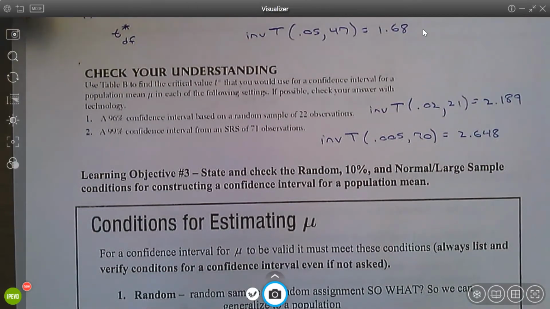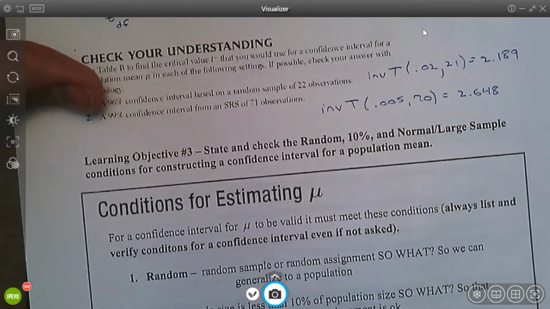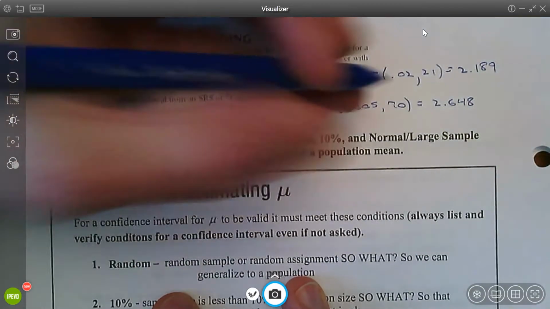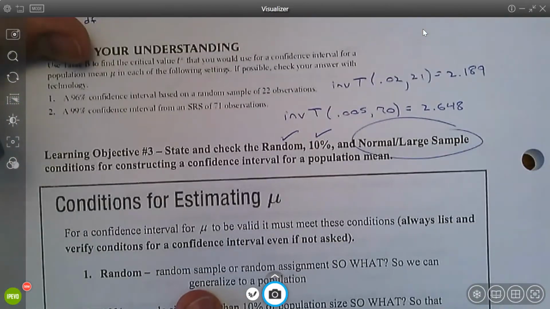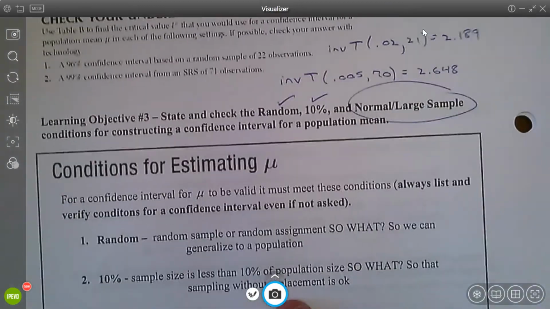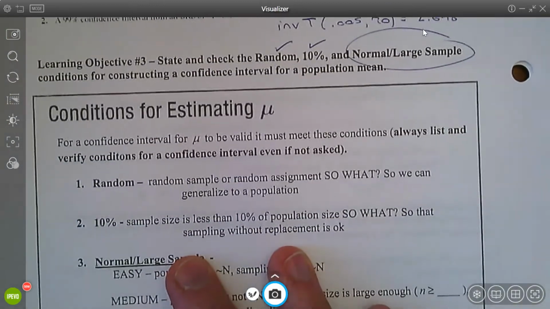Moving on to the third learning objective. This is your conditions. 2 of the 3 are exactly the same as they were for categorical variables. Random and 10%, those are the same. Normal and large sample. We talked about this quite a while ago when we talked about sampling distribution, so this is going to look a little familiar.